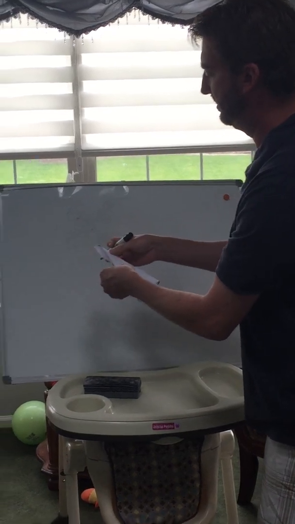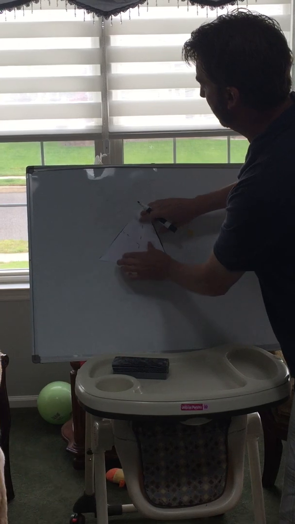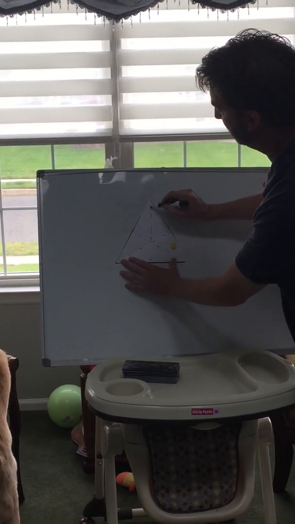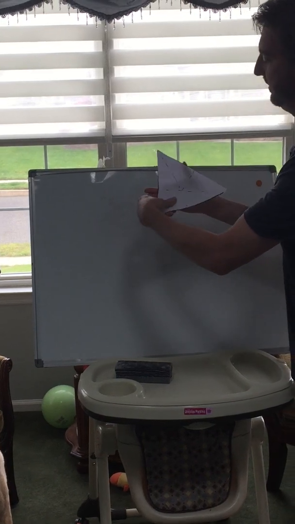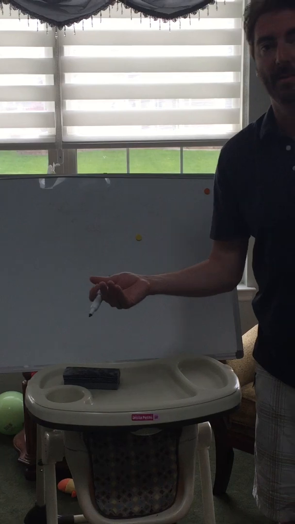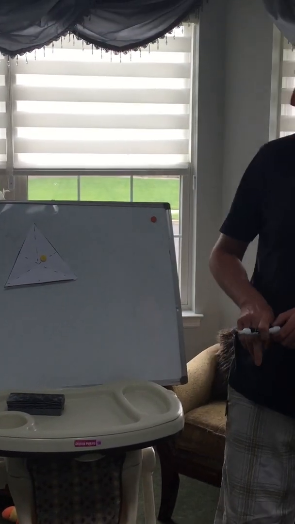Both sides are the same. Let's try rotating it again. See, we have another line of symmetry right here. Fold it in half. Both sides are the same. So, how many lines of symmetry does an equilateral triangle have? It has 3.